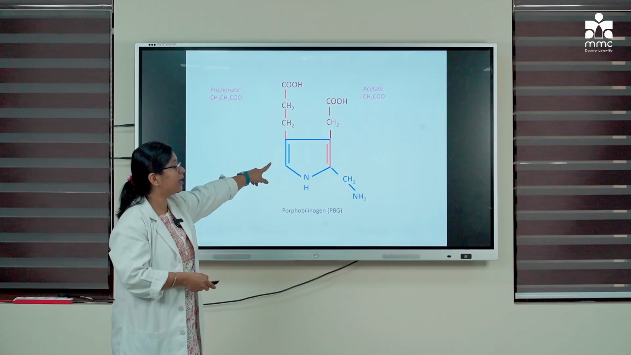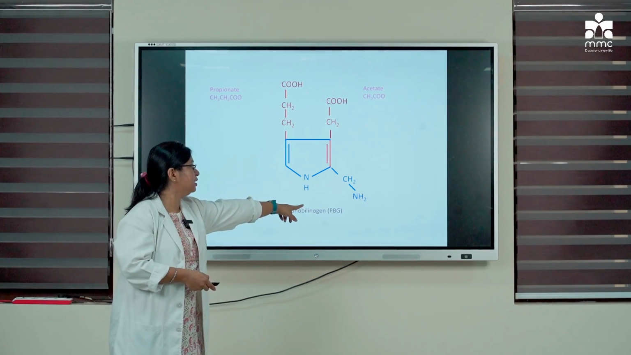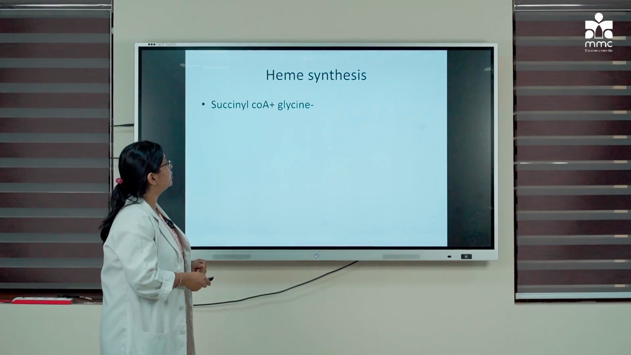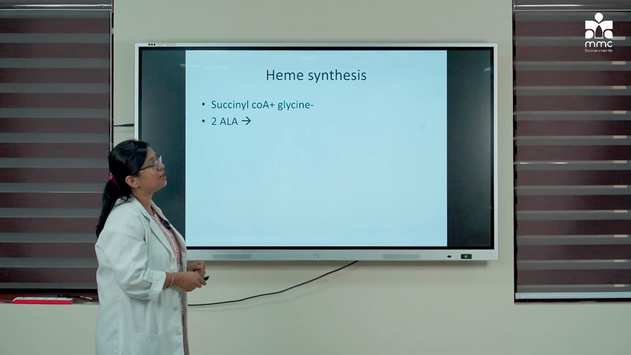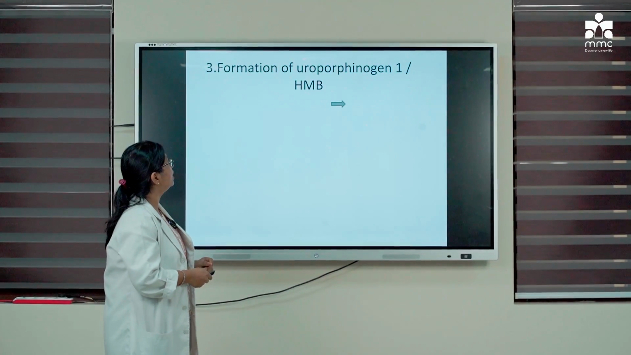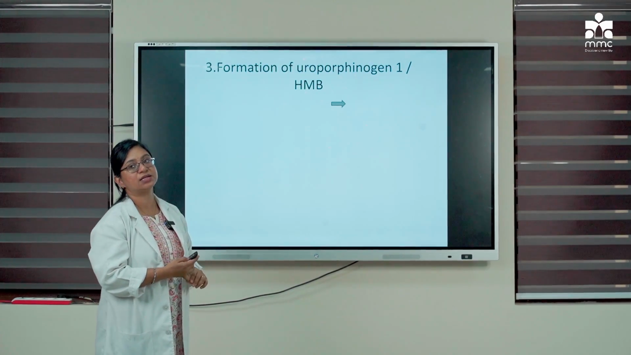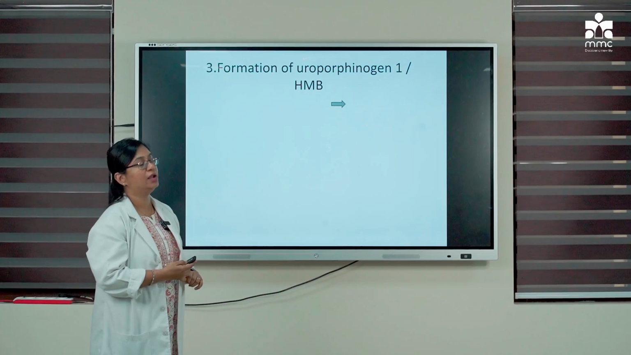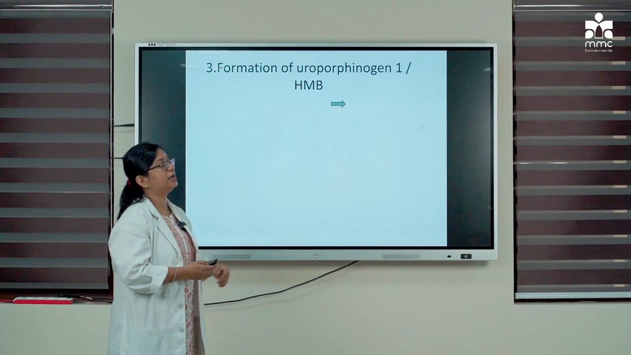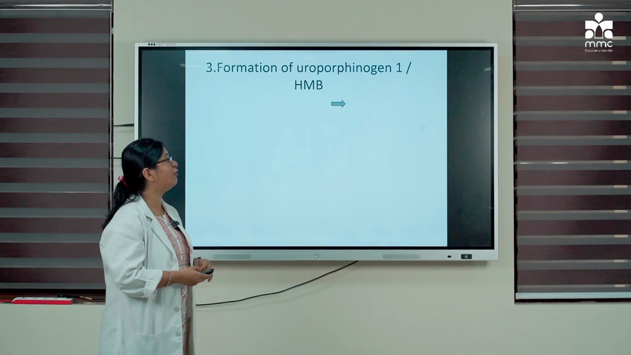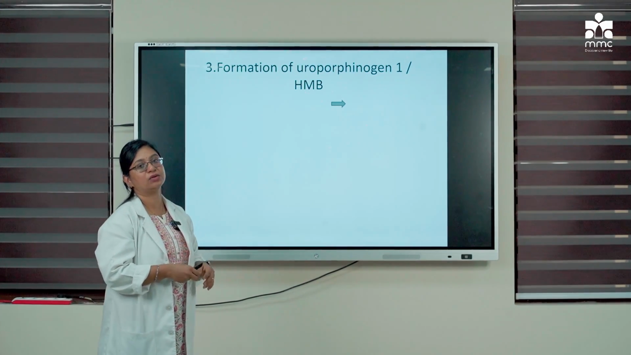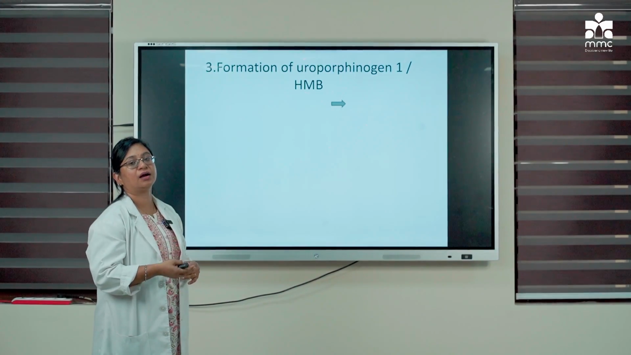You can see the first pyrrole ring has formed and you can see the NH2 group is there. So, just to revise quickly the first step and the second step, then we will go to the third step. There is going to be formation of uroporphyrinogen 1. It is important that you note that it is now the "gens" are starting to form. Gens are the porphyrinogen.